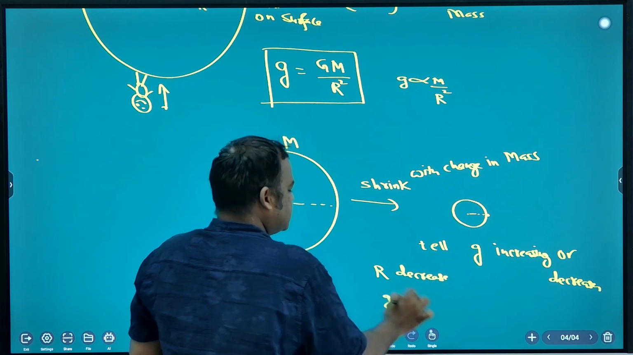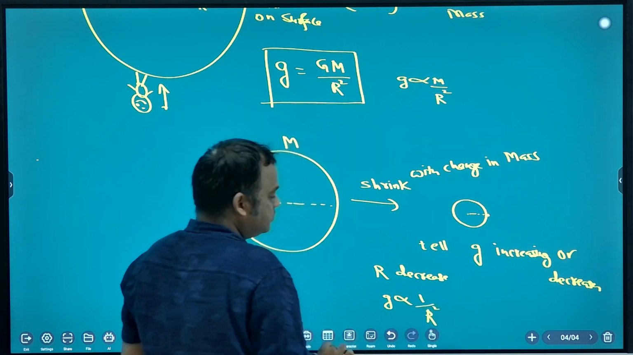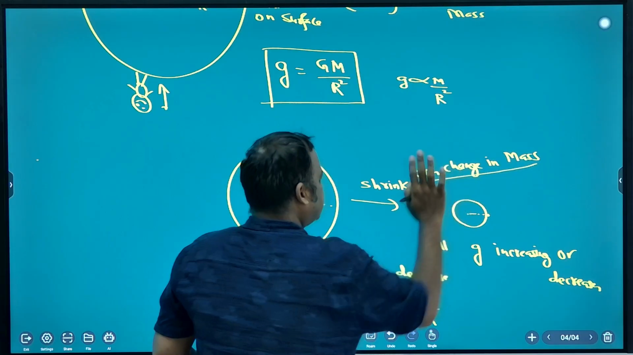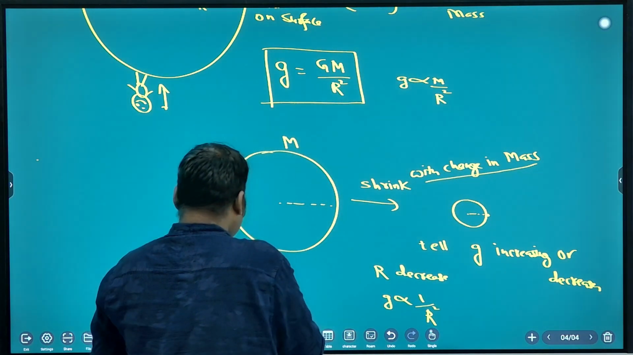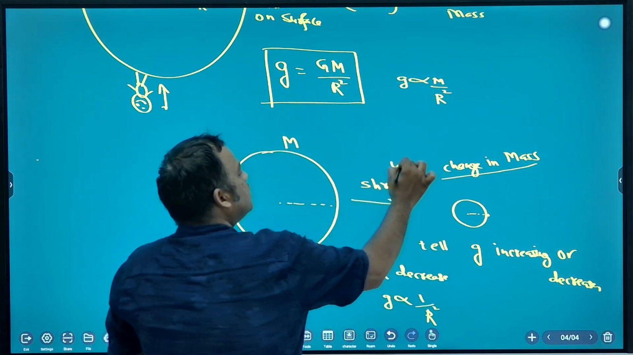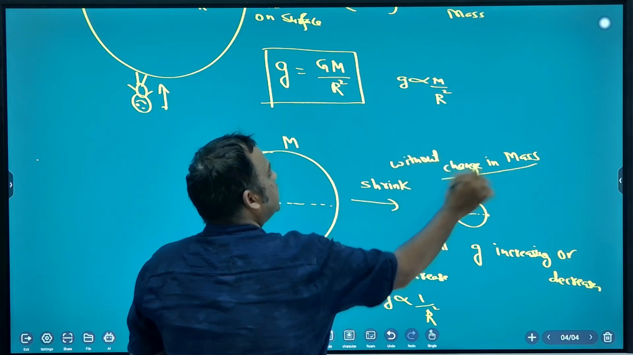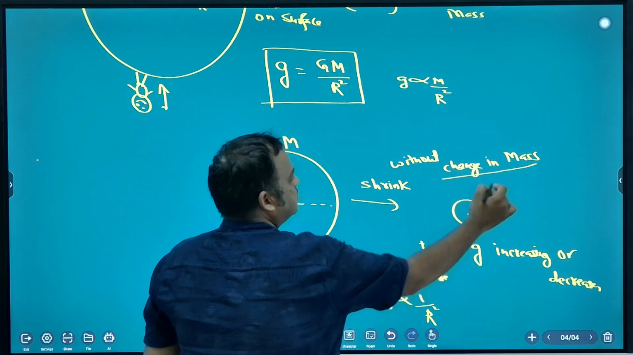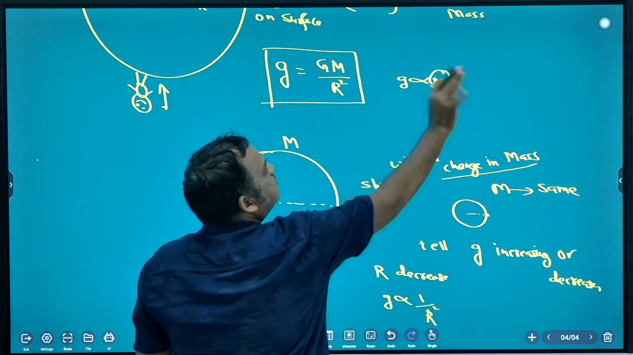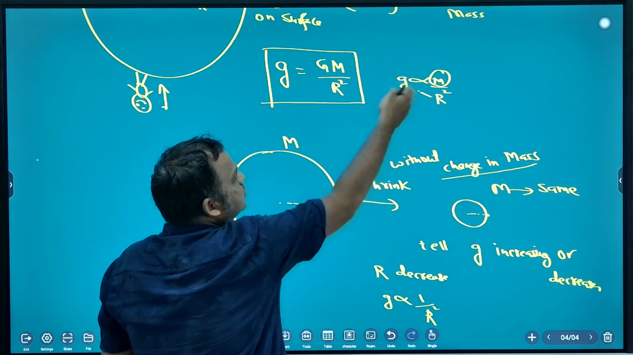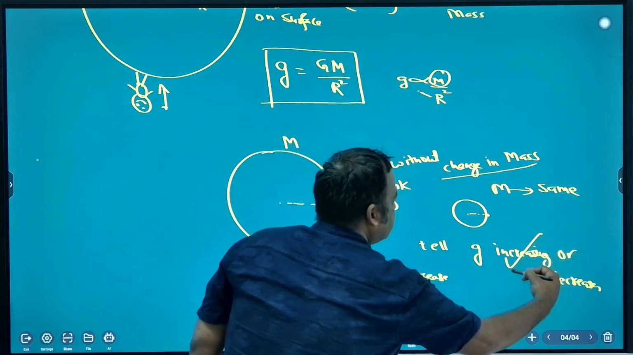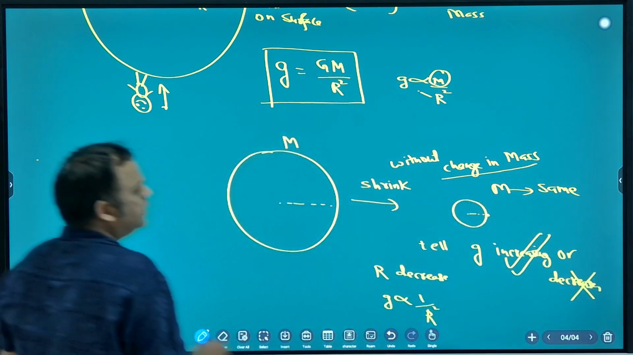So g is inversely proportional to radius square. Mass is the same. Shrink without change in mass. Mass no change, mass same, only radius decreasing. So g is increasing. Okay, clear? So gravity increases.